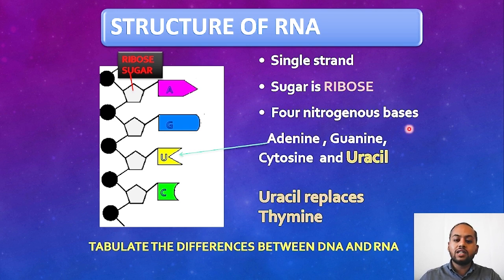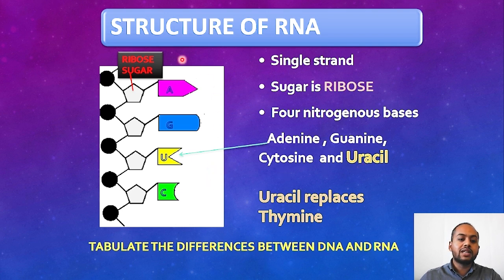Your RNA strand is going to comprise of 4 nitrogenous bases, namely adenine, guanine, cytosine, and uracil. Uracil is going to replace thymine, which we initially had in our DNA molecule. So in the DNA molecule, we would have had bases adenine, guanine, cytosine, and thymine. However, in RNA, that now changes to adenine, guanine, cytosine, and uracil.